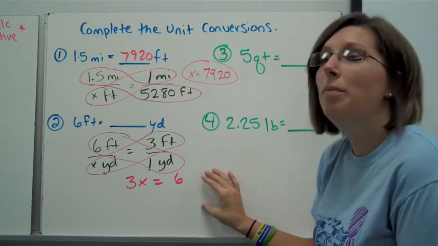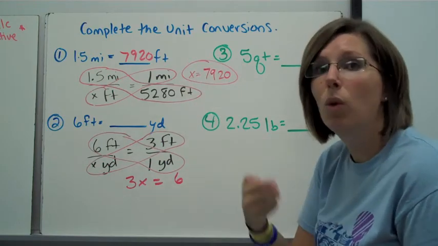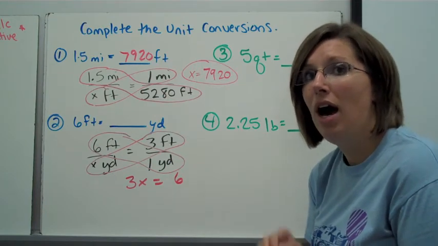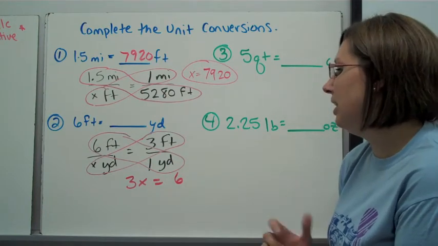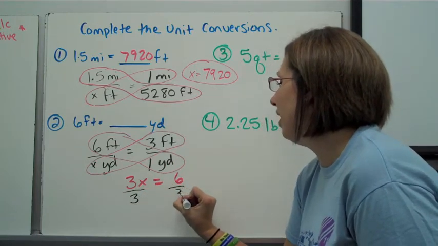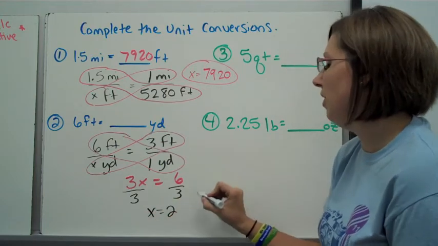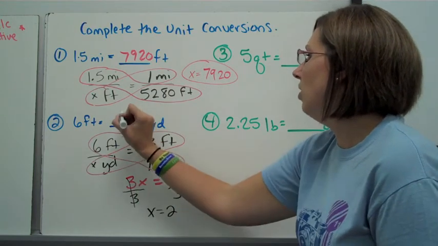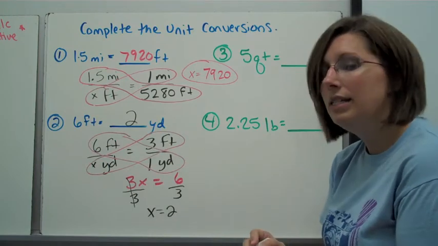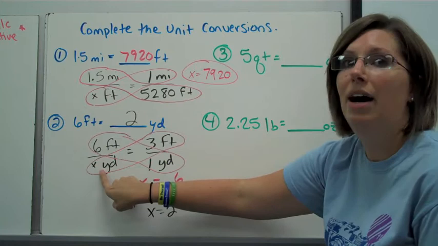So this problem is different than the previous problem because I still need to do some more work to get x by itself. I am not finished with this problem. To get x by itself, we are going to have to divide by 3, and x equals 2. 6 divided by 3 is 2. So 6 feet is equal to 2 yards because that's what I wanted to find out.